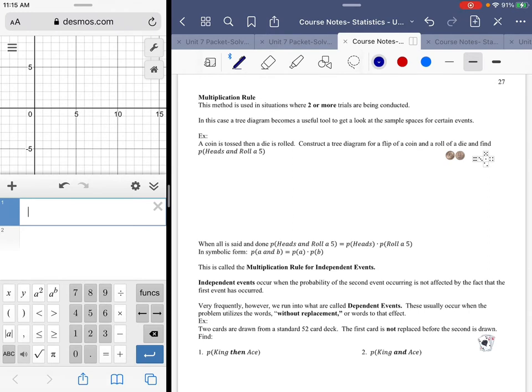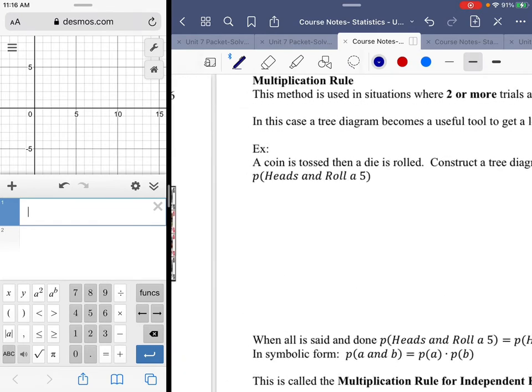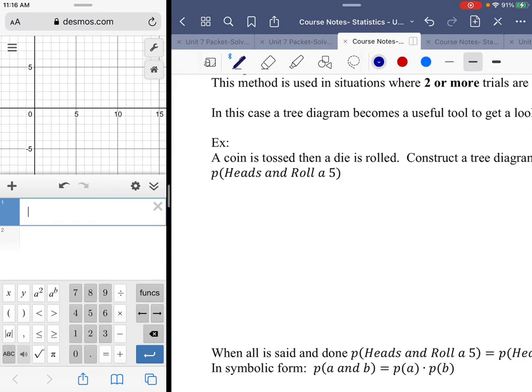Right, so in the first example here, we're tossing a coin and then rolling a die. We want to construct a tree diagram for the flip of the coin and the roll of a die and find the probability of getting a heads and rolling a 5. All right, so it's pretty simple in terms of coming up with a tree diagram. It's just an organized, structured approach. So we have the coin, and we have the die.